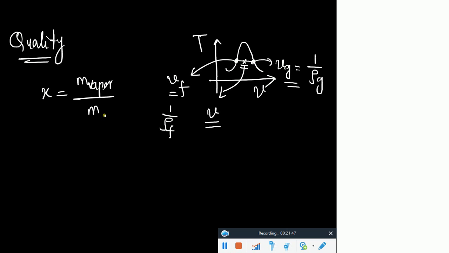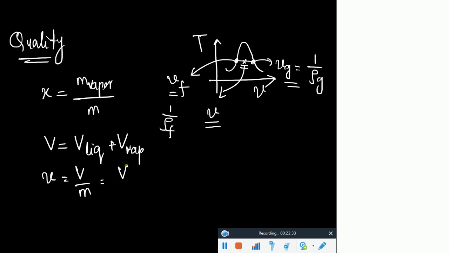Over total M. That's how we defined it. Do you understand that? Okay. Now, if I start defining this total volume, what would be the total volume? Total volume would be volume of the liquid plus volume of the vapor. That's how you can define it, right? Now if I try to define this smaller v, this would be equal to total volume divided by mass. This would be equal to V liquid over M plus V vapor over M. That's how I can define it.